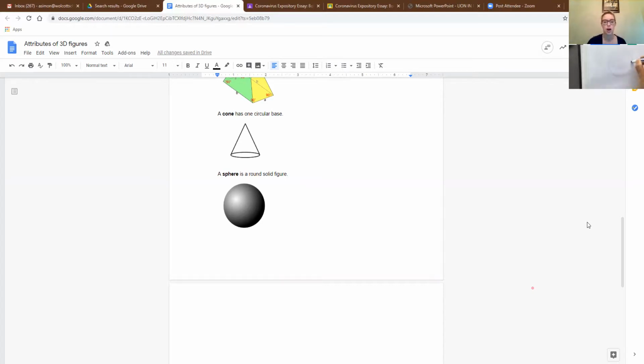We see many spheres in our lives: a basketball, any type of ball you are playing with, like a tennis ball, would be in the shape of a sphere. We talk about Earth as being in the shape of a sphere. There are lots of different things that make up spheres.